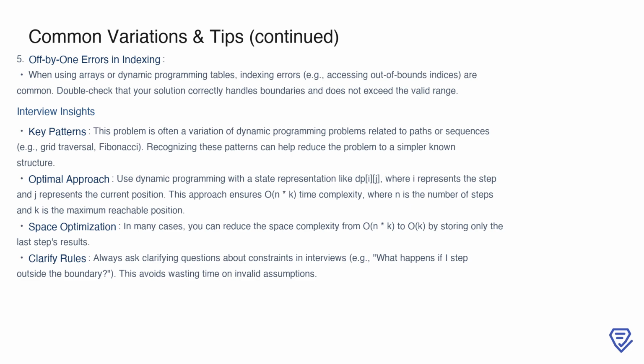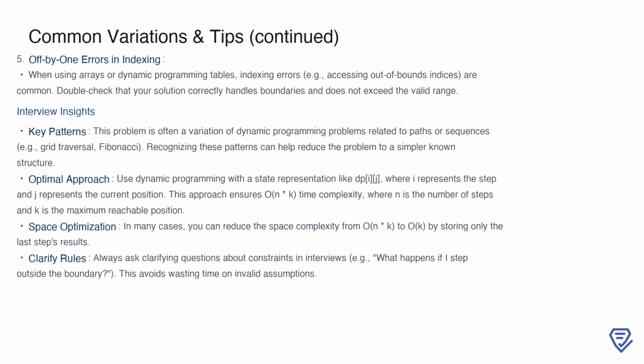Recognizing key patterns can simplify your approach. For instance, this problem shares similarities with dynamic programming questions like grid traversal or Fibonacci sequences. Identifying these patterns can help you reduce the problem to a well-known structure. The optimal approach typically involves using dynamic programming with a state representation like dp[i][j], where i is the current step and j is the position.